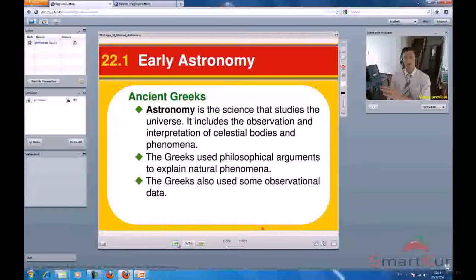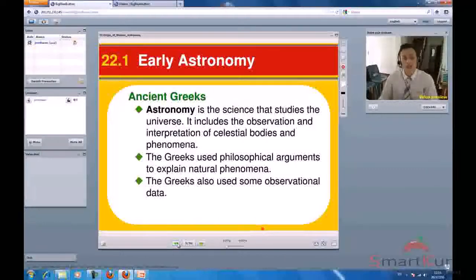Of course, people have been looking at the stars for thousands of years all over the world, in cultures all over the world. However, in this lesson, we're mainly going to talk about the ancient Greeks. Starting on slide 5, we have a bit of information about the ancient Greeks and their school of astronomy.